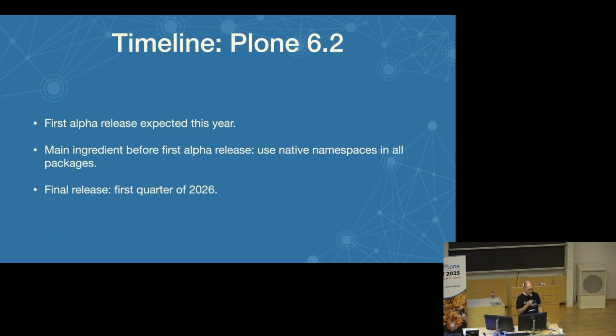Plone 6.2, there's no release yet. We do expect an alpha release at least this year. Final release is probably more beginning of next year. If we're fast and everything is good enough, it can happen sooner. But at least, the main ingredient before we're going to make an alpha release is the native namespaces in packages. We'll talk at length about those namespaces and setup tools and stuff in the rest of the talk.